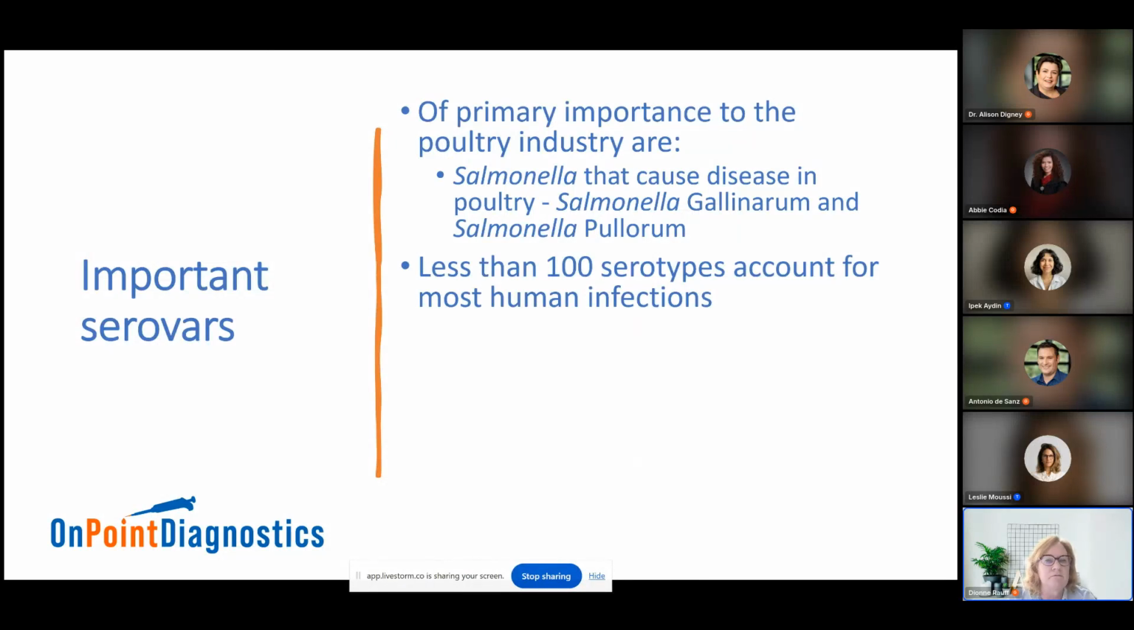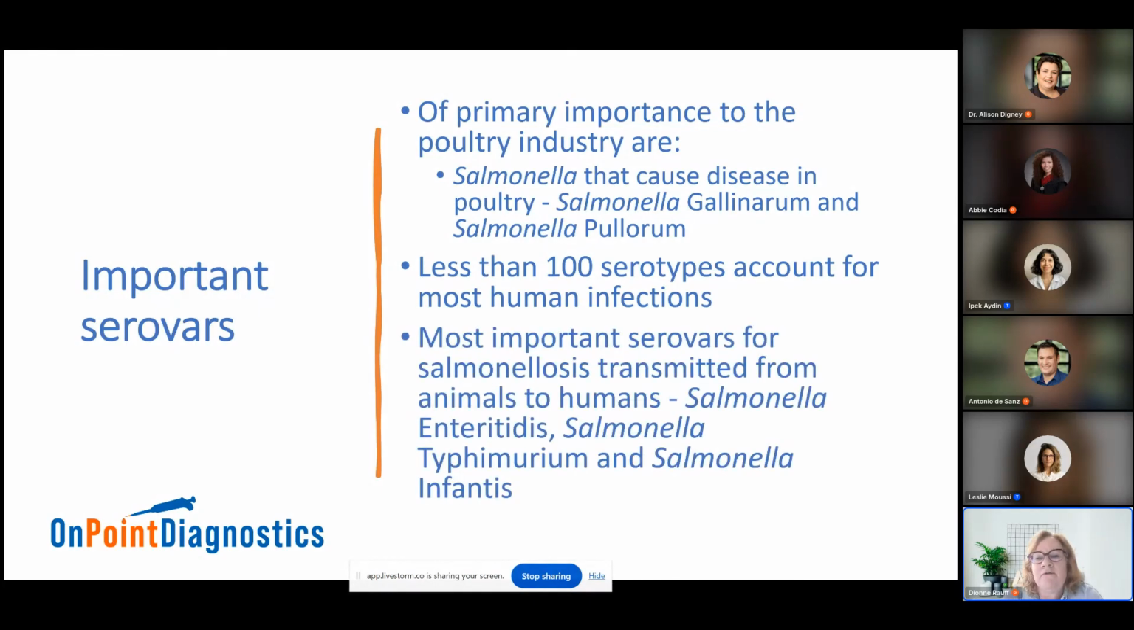food that is exported to the UK, and of primary importance to our industry are Salmonella that cause disease in poultry, the gallinarum and the pullorum. Bear in mind that less than 100 serotypes account for the most human infections. There are over 3,000 serovars, but less than 100 account for these human infections. And the most important ones that are transmitted from animals to humans are Salmonella enteritidis, Salmonella typhimurium, and Salmonella infantis.